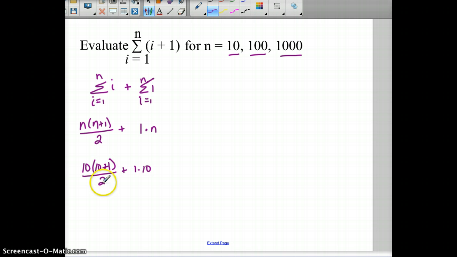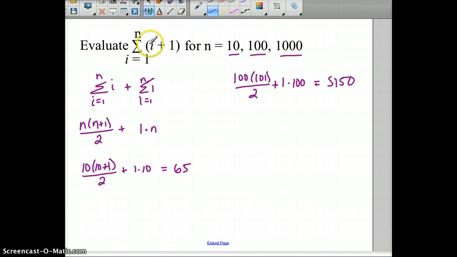So 10 times 11 over 2 is 55, plus 10 is 65. Or we can do it for 100. 100 times 100 plus 1 is 101, divided by 2, times 1 plus 1 times 100. And that's 5150. So you can see how that works.